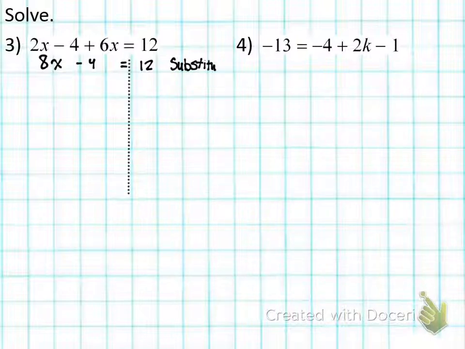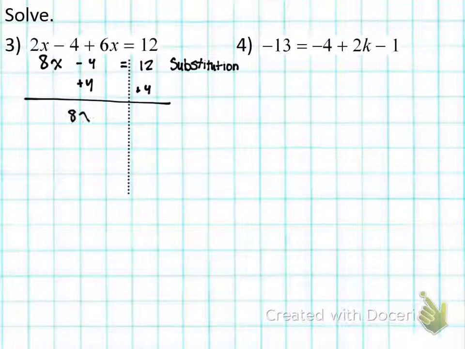Okay. Now the rest of the problem, do you think you could do this by yourself? Yeah, go. Give you 45 seconds. This one, add 4 to both sides. You got 8x is equal to 16, divide both sides by 8, and we get x is equal to 2. Okay? Good. Number 4, by yourself, all the way through.